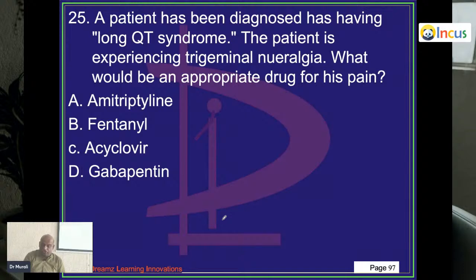Long QT syndrome. What is the appropriate drug? If there is a long QT syndrome, the other day we discussed long QT syndrome.